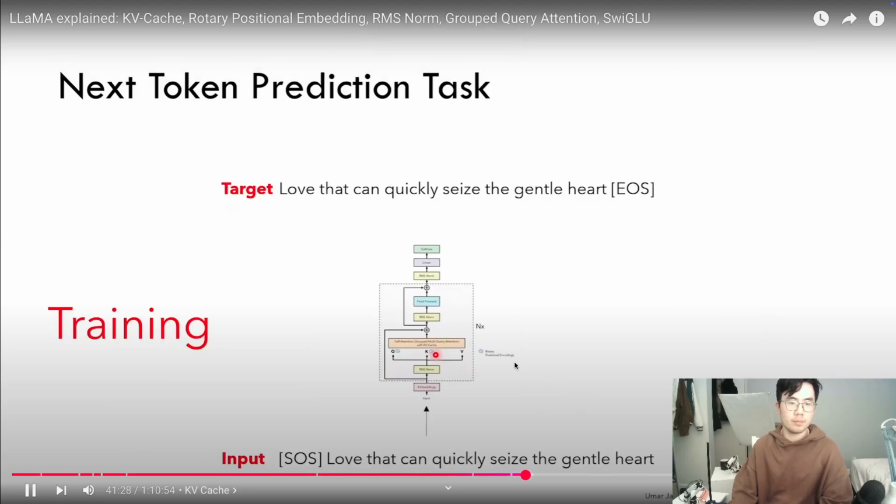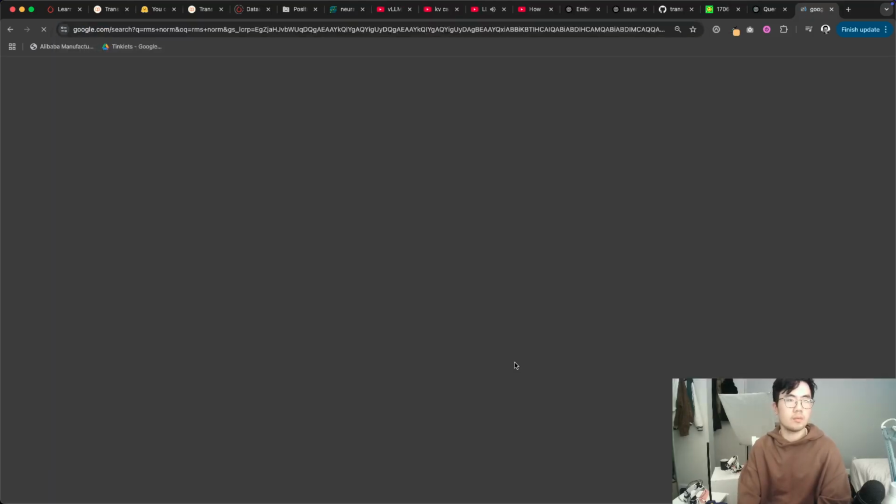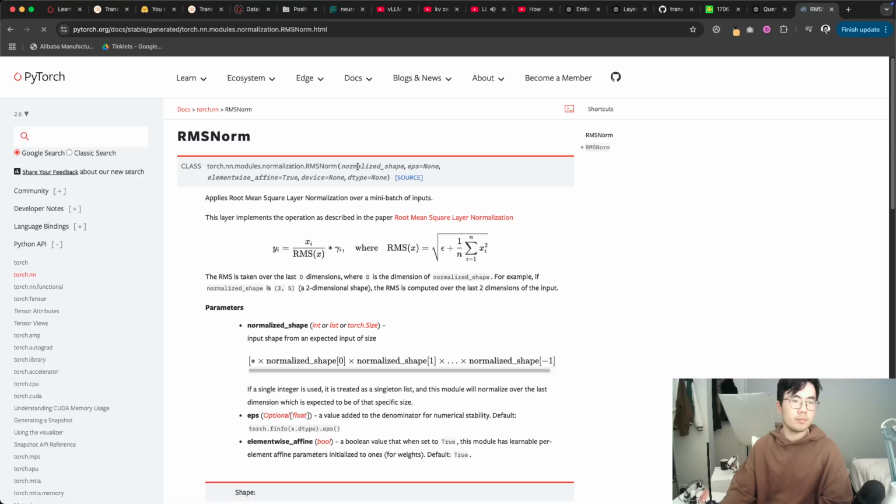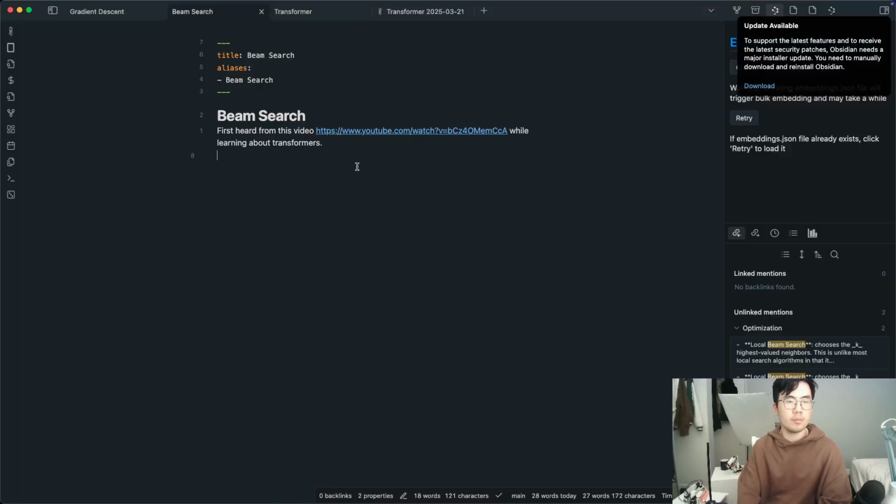Well, if we give the input as the first token, SOS, the model will produce the second token as output, so "love". And if we give the first 3 tokens, it will produce the third token as output. Of course, the model will also produce the output for the previous 2 tokens. But let's see the inference.